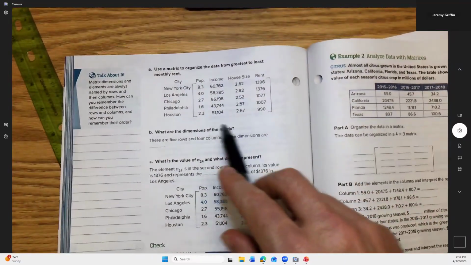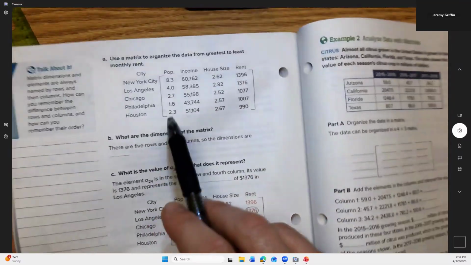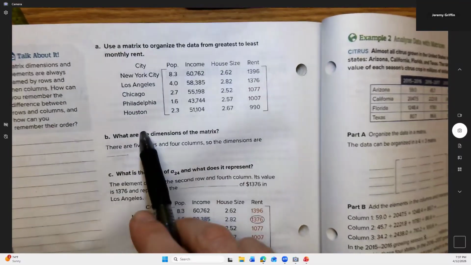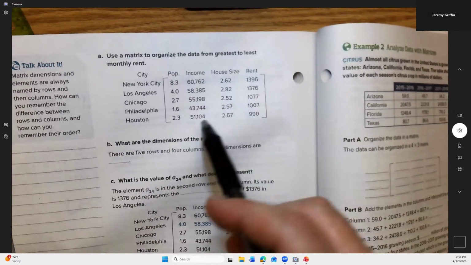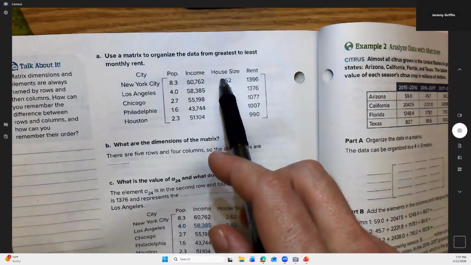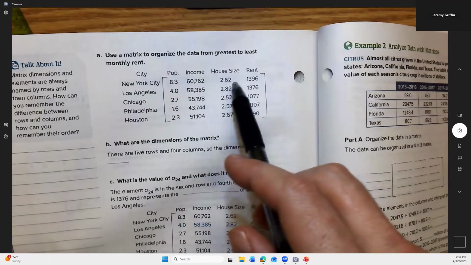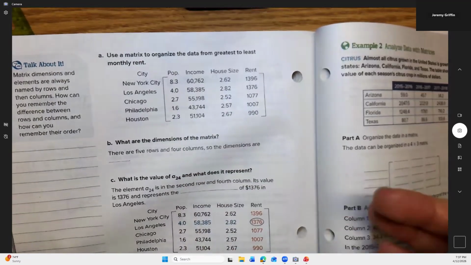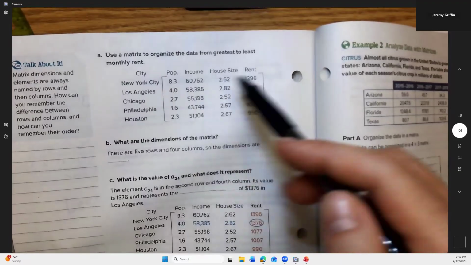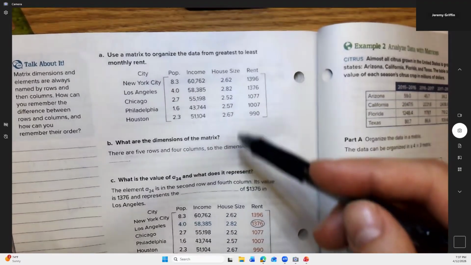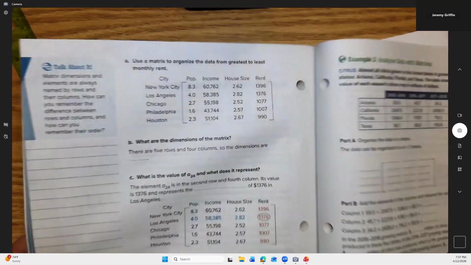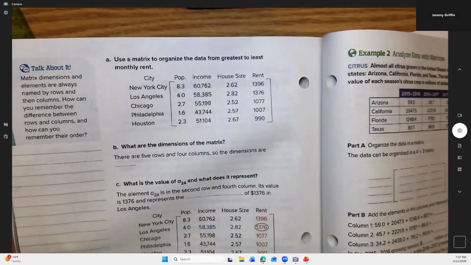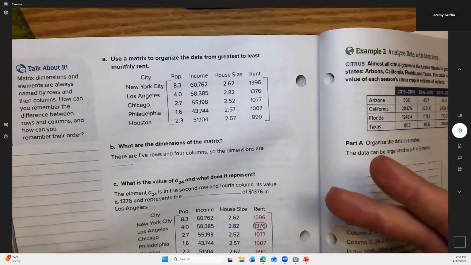I'm going to flip ahead a little bit and show you an example matrix. One of the first examples we're looking at has different cities and different data ranked within the city, like population, income, house size, rent. One of these cities might have a lot of variables associated with it. Here are four, these columns. Now, how can you compare these cities? Well, you can put all this data in a table like this, and eventually you can use this to do it.